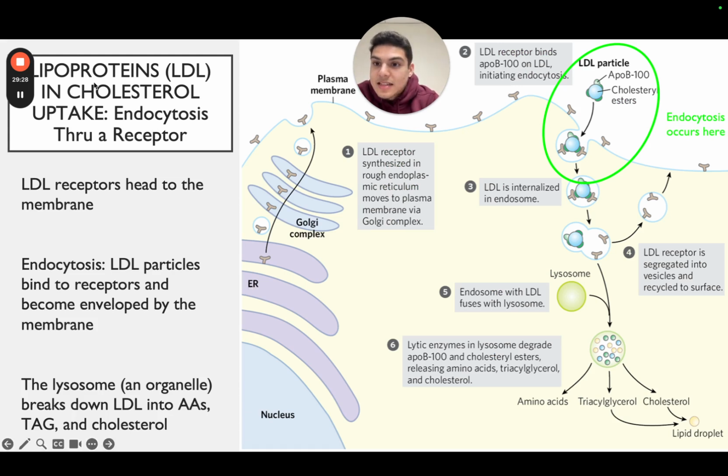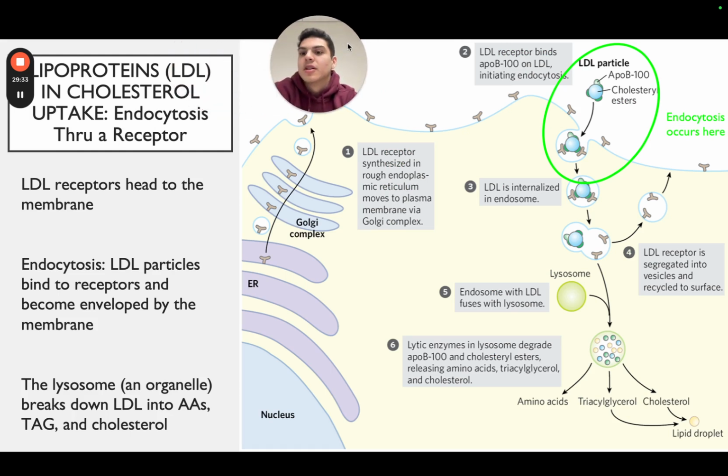And then the last slide is lipoproteins, LDL, and cholesterol uptake. So endocytosis through a receptor. LDL receptors head to the membrane. As you can see, these are LDL receptors, and an LDL particle is going to bind to them, and it's going to cause almost a conformational change to form a divot inside. When it forms this divot, it's going to endocytose it, and we see that the LDL is going to go inside, and from here it's going to be put through a lysosome and break down the lipoprotein, but then it's also going to free out the inside contents, right?